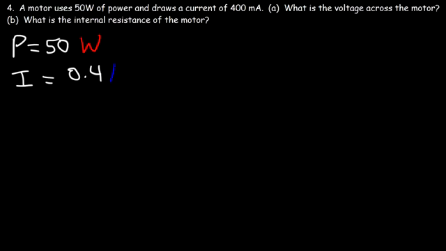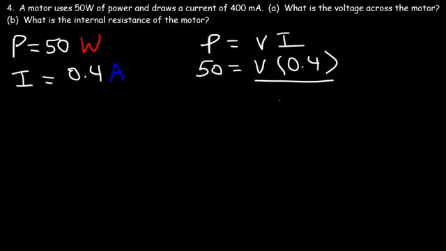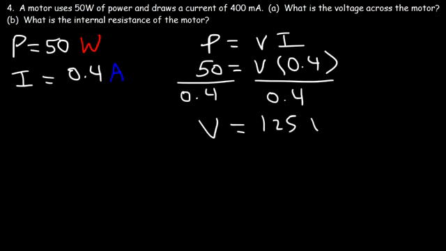So what is the voltage? Well, electrical power is equal to voltage times current. So P is 50, we're looking for V, and I is 0.4. So we need to divide both sides by 0.4. So 50 divided by 0.4 is 125. So that's the voltage. It's 125 volts.